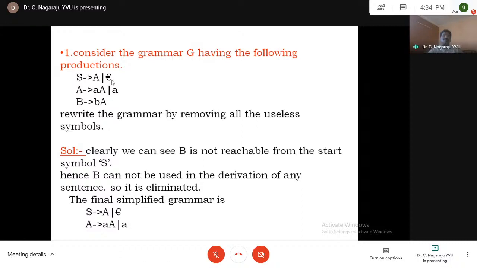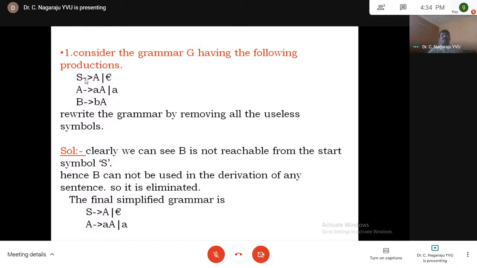S is equal to A of this. A means A can have the form, and here there is no B. But suppose there is the B in this case or in this case, definitely it is a useful grammar. But here B is in no way connected to this. That's why B tends to AB is a useless grammar. That is the elimination. This is also very, very important.